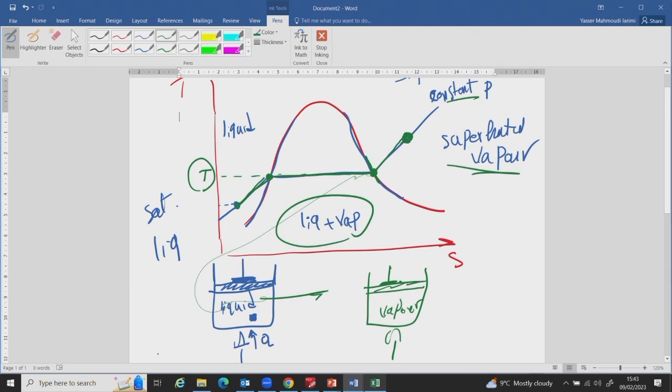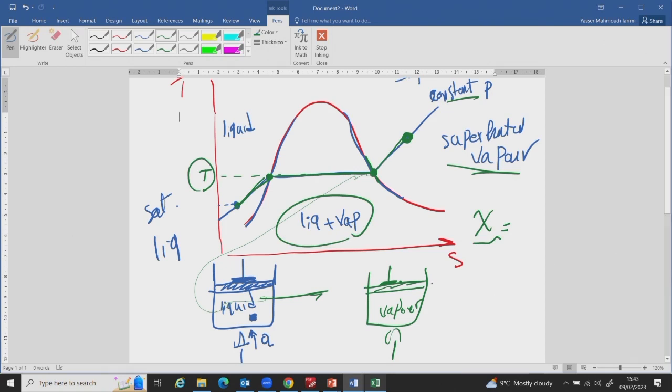I'm sure you remember the dryness fraction parameter. Dryness fraction shows the ratio of the vapor mass in this mixture to the total mass of the mixture. Okay, are we happy so far?